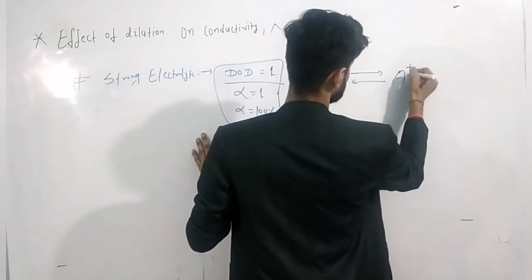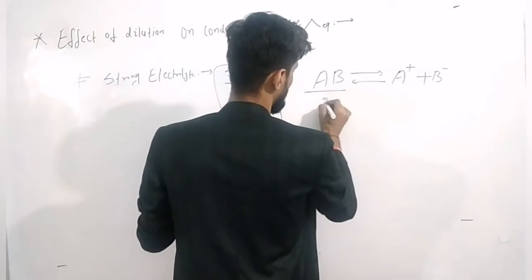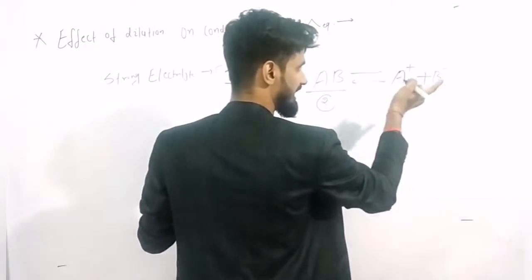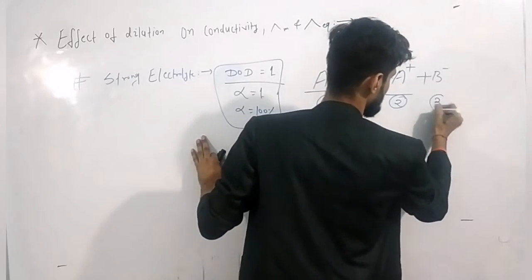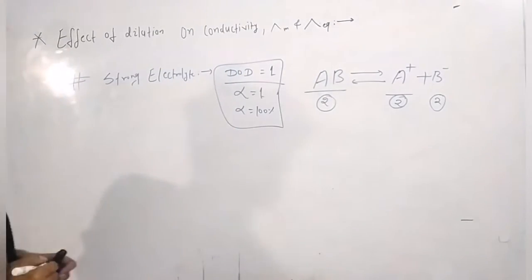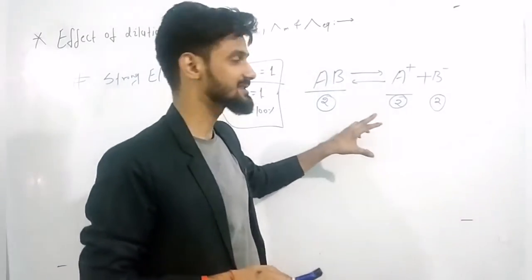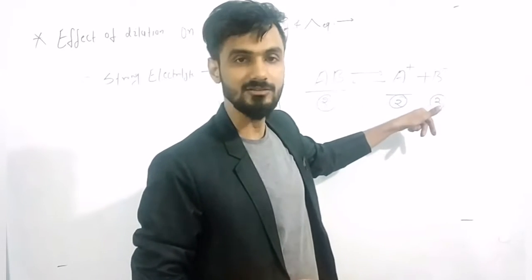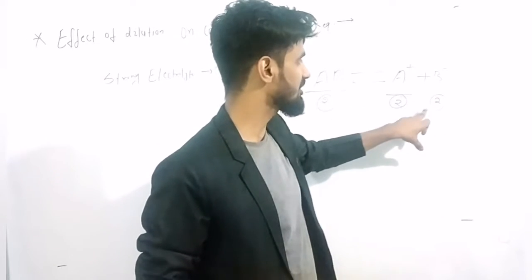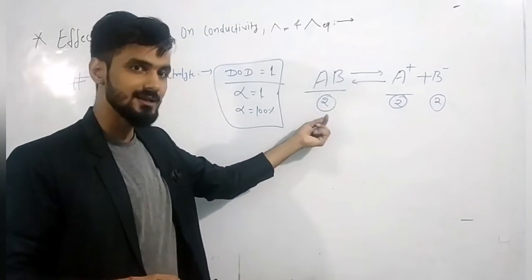So it will be getting dissociated into A plus and B minus. Now understand one thing. Initially, if you have taken 2 moles of AB, after passing electric current, you will be getting 2 moles of A plus ions, cations, and 2 moles of B minus ions, anions. Why? Because it is a strong electrolyte, and a strong electrolyte is highly dissociable. So it is going to dissociate into that number of ions inside the solution. You will be getting the same number of ions in the solution as it was initially.